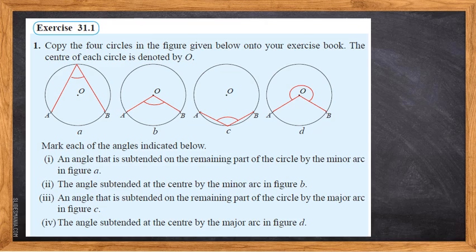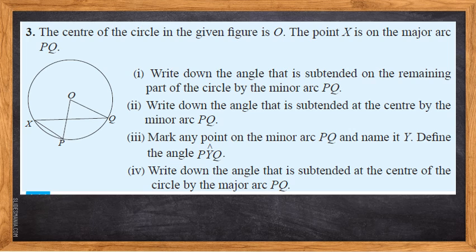Right, therefore let's do another question, how to identify these angles given in a figure. Right, look at this. The center of the circle in the given figure is O. The point X is on the major arc PQ. Right, here there's a circle given. The center of this circle is O, and there's a point marked on the circumference of the circle that is on the major arc PQ.